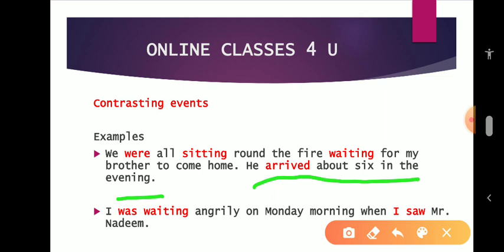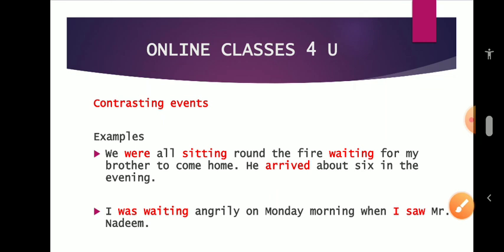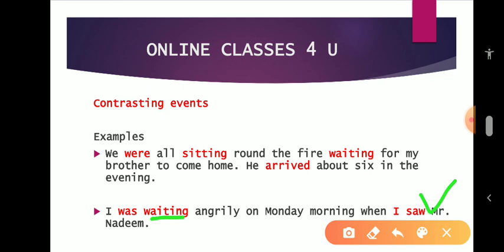Next is: I was waiting angrily on Monday morning when I saw Mr. Nadeem. Again, there are two events. First is I was waiting and second I saw Mr. Nadeem. So this is I was waiting, this is past progressive tense, and I saw Mr. Nadeem, this is simple past or past indefinite tense.